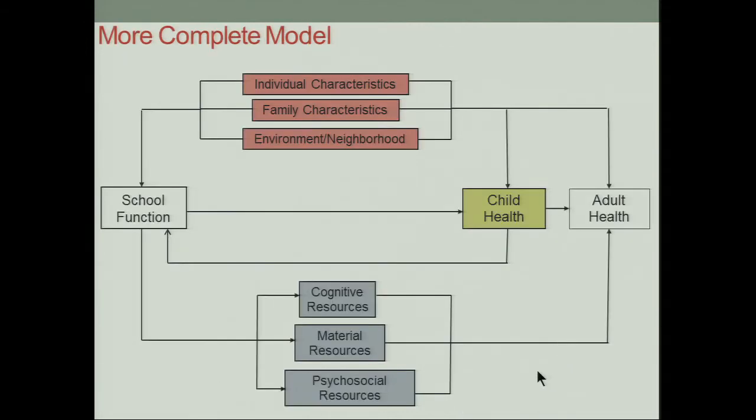So when we put together what we just discussed about how education relates to child and adult health, you can see here on the bottom the pathways we talked about before, linking education to adult health: those cognitive resources, material resources, and psychosocial resources. And then you can also see this idea that healthy children actually support the development of healthy adults.